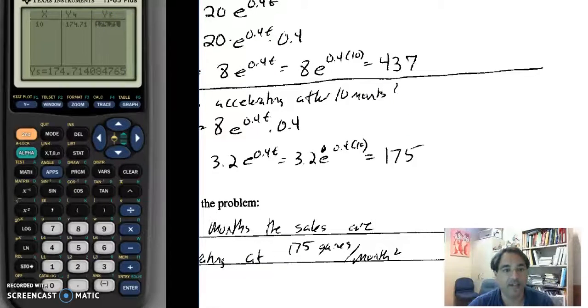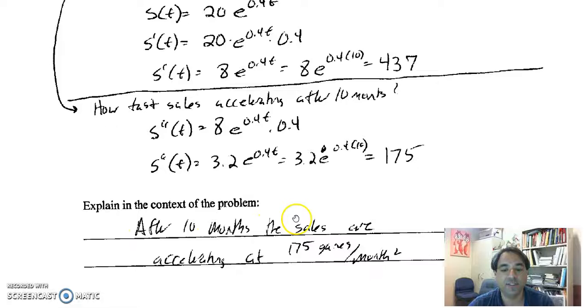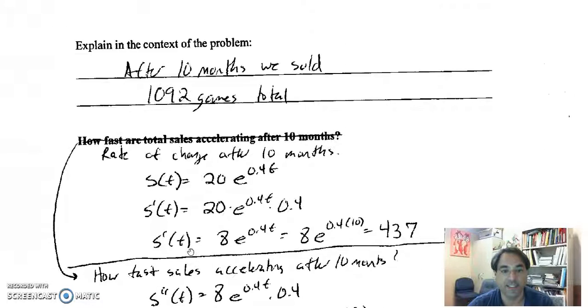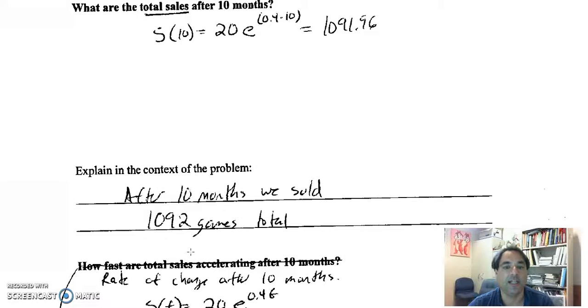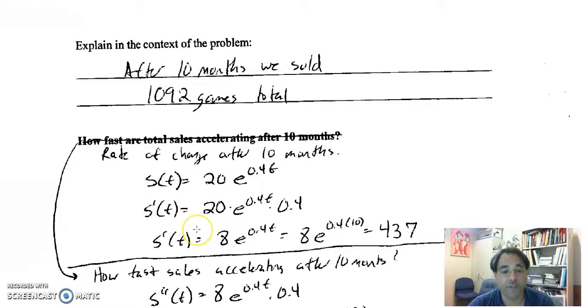We get 175. So after 10 months, the sales are accelerating at 175 games per month squared. So what is this telling us? Well, at 10 months I've sold 1,092 games. The first derivative is going to tell me that next month, the following month, my 1,092 is going to increase about 437.